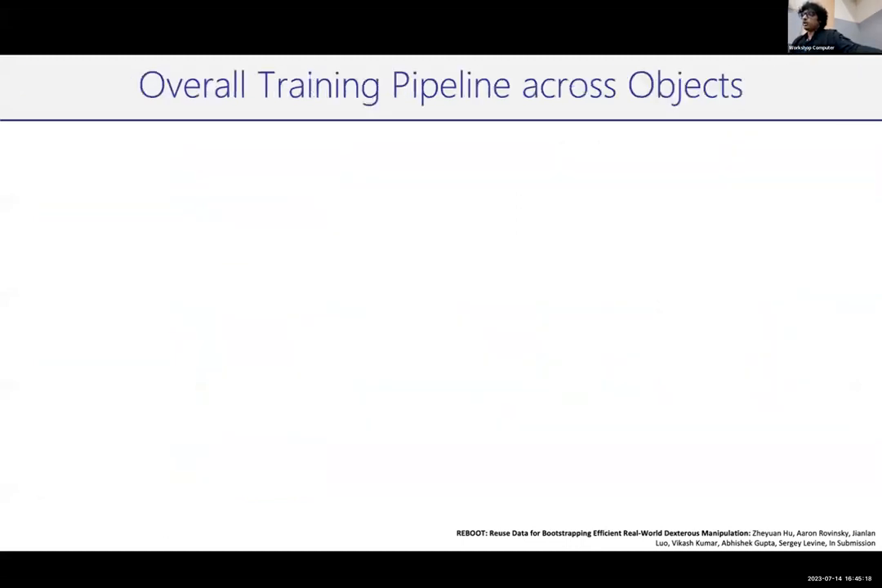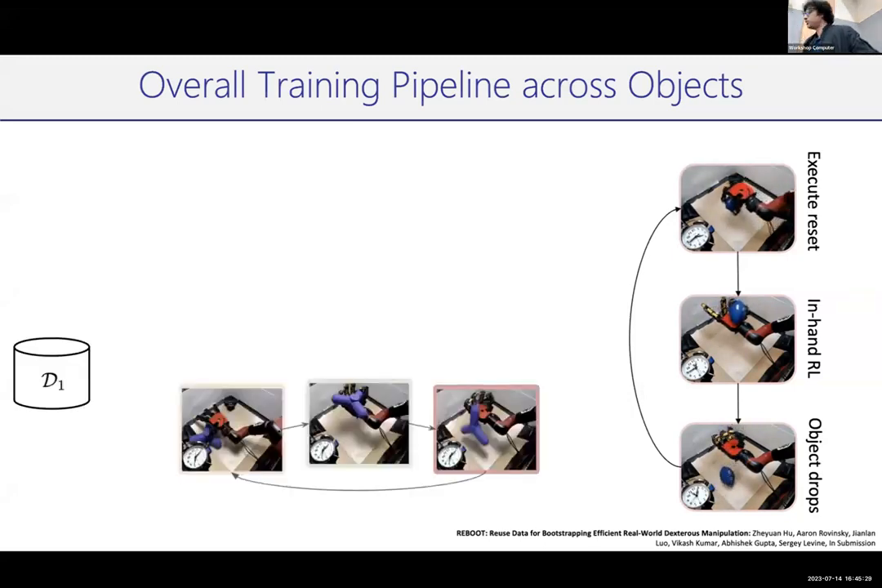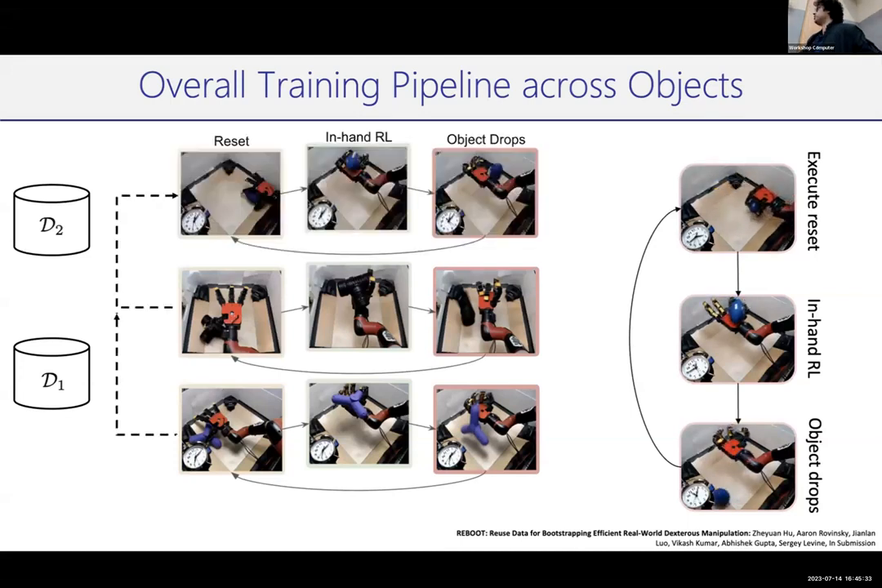Right, so what this would allow you to do is have a pipeline that looks like this. Let's say this is the pipeline for a single object. You do a reset, you do in-hand RL, the object drops, you repeat, right? You can try this for the first object. You can do this for the second object, and then you just transfer the replay buffers to the third object, and that automatically gives you a big boost in efficiency. And so it's frustratingly simple, which is likely to work.